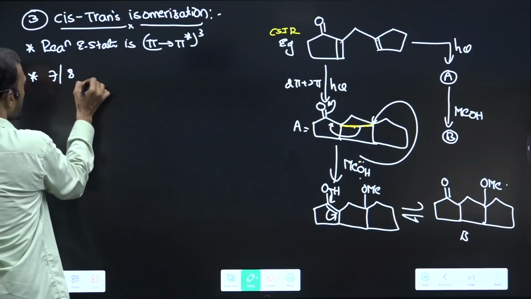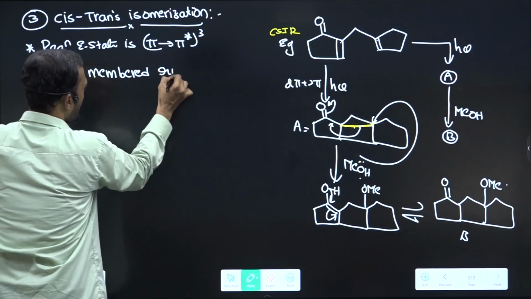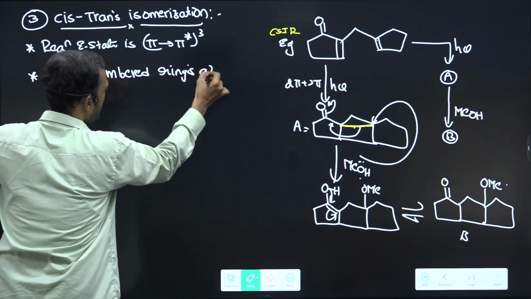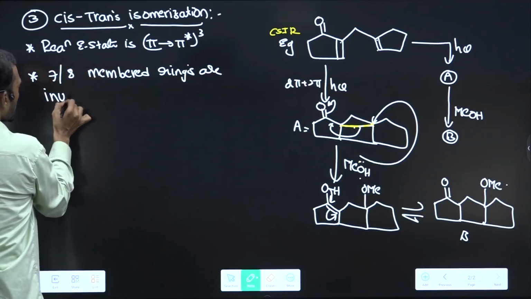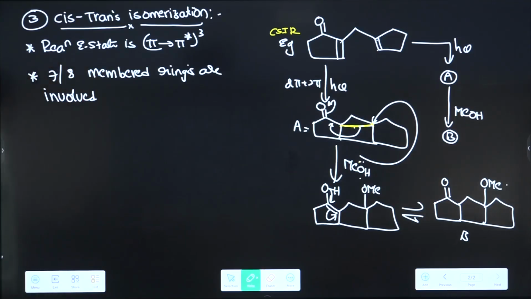Okay, 7 or 8 membered rings are involved. Only 7 membered or 8 membered is involved. Higher membered or lower membered rings are not involved in this one. Cis-trans isomerism for alpha, beta unsaturated, only 7 membered ring or 8 membered ring is possible.